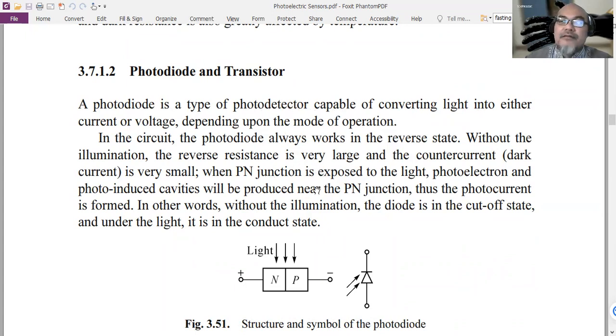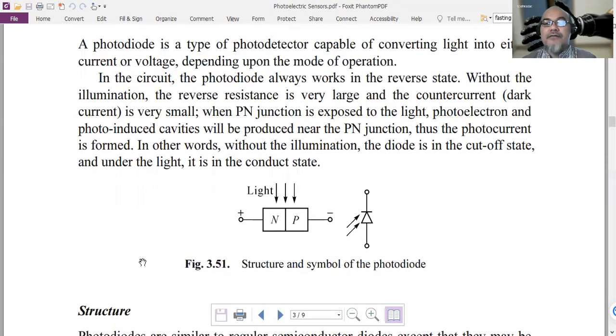In a photodiode, the current is generated at the PN junction. Without illumination, the reverse resistance is very large, and the reverse current is very small. When the PN junction is exposed to light, this will induce photoelectrons and photoinduced holes near the PN junction. Photocurrent will form, the current will flow.